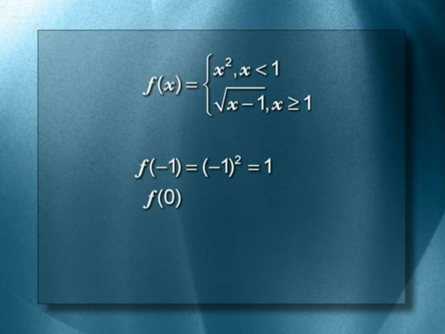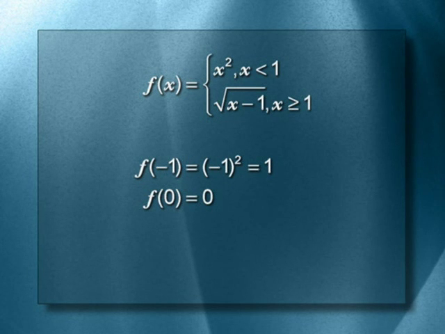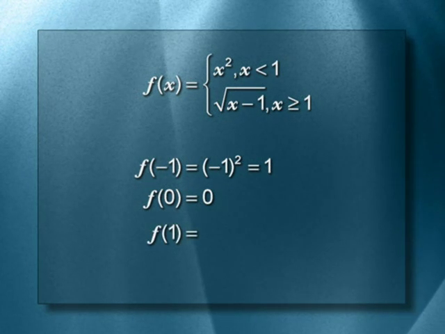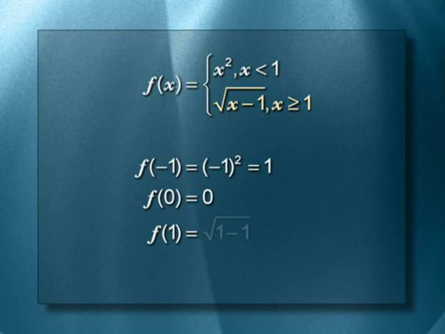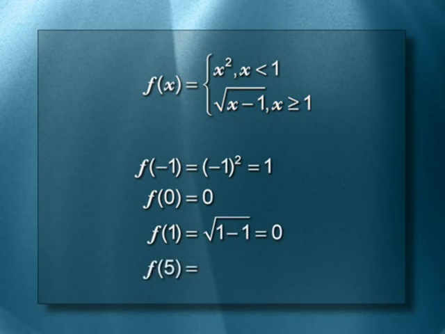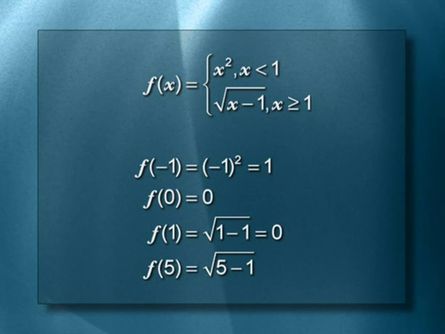How about f of 0? That again is the top rule. f of 0 would be 0 squared, or 0. How about f of 1? 1 is kind of the boundary between these two rules, isn't it? But it tells us to use the bottom rule because 1 is greater than or equal to 1. So it's the square root of 1 minus 1, or 0. And how about f of 5? Well, f of 5 would be the square root of 5 minus 1, so that's the square root of 4, or 2.